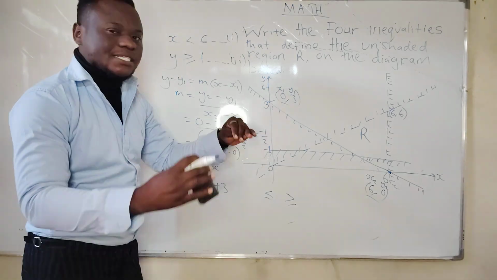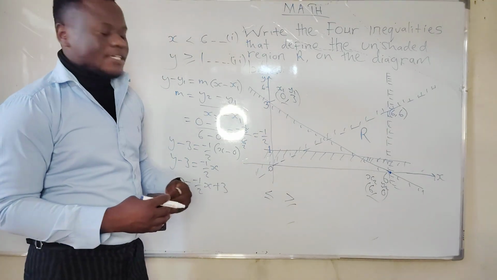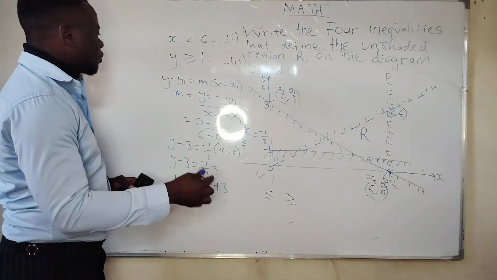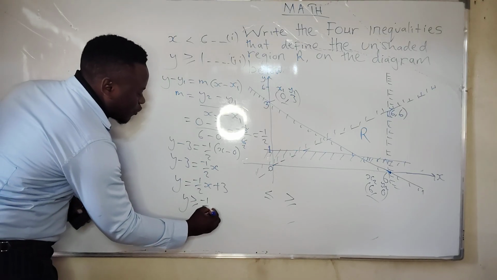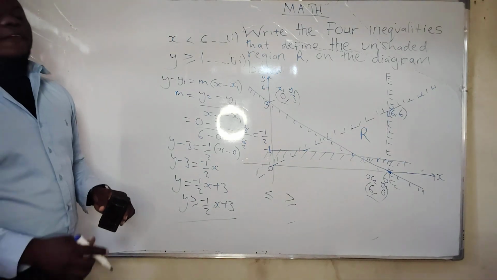If it's lower, it's the same as less. Now for the inequality, you get the opposite for less. So the opposite for less here is what? Greater than or equal to. So meaning you say y greater than or equal to negative 1 over 2 x plus 3. So this is your third what? Inequality.